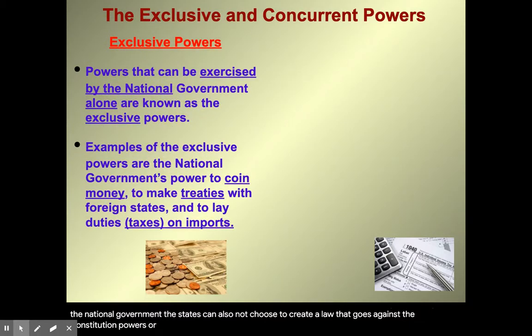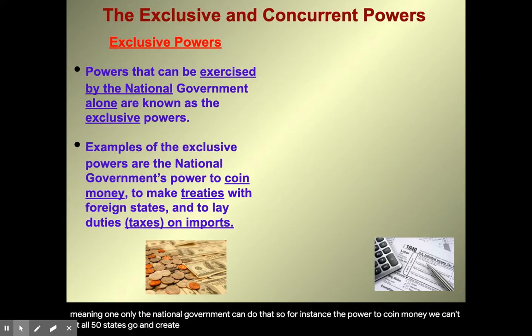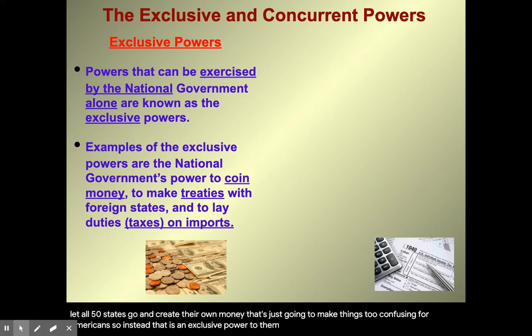Exclusive powers are powers that can be exercised by the national government alone. Exclusive meaning one, only the national government can do that. So, for instance, the power to coin money. We can't let all 50 states go and create their own money. That's just going to make things too confusing for Americans. So, instead, that is an exclusive power to the national government.